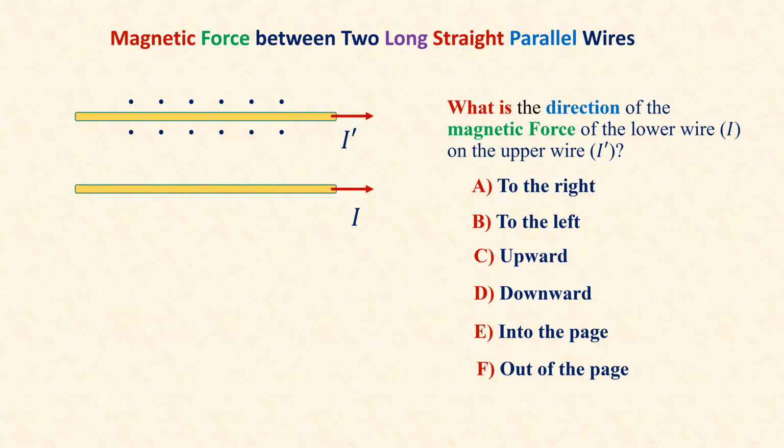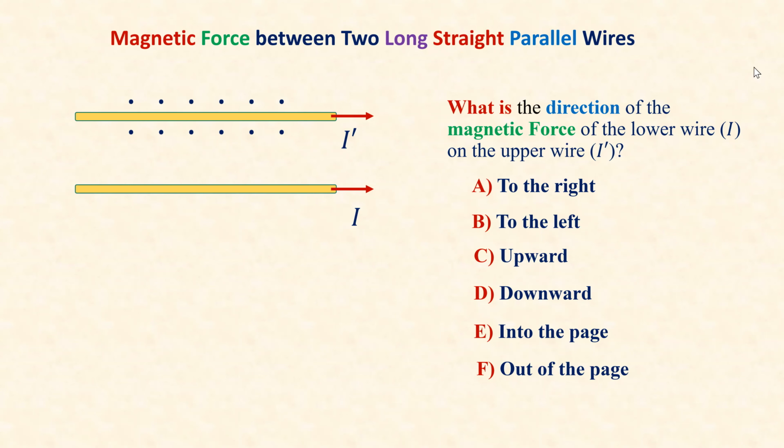All right, and now we want to see what is the direction of the magnetic force of the lower wire on the upper wire. So now we have a magnetic field around this current. What is the direction of that force acting on that wire? So I'm going to launch that again.